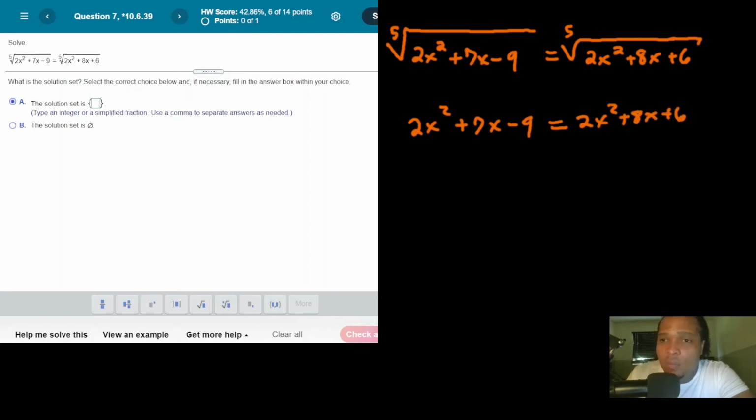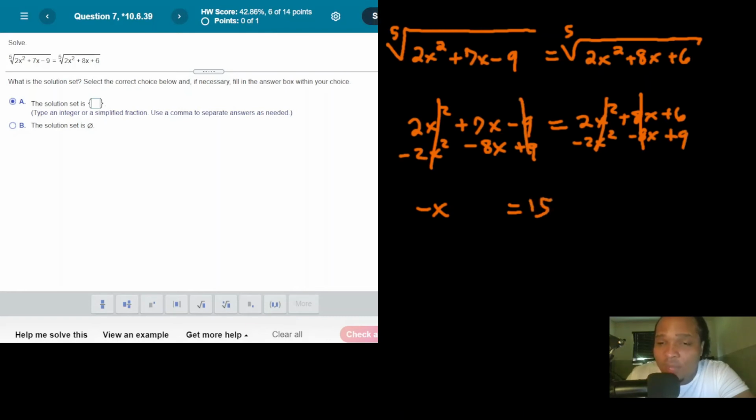All right, so we're going to start bringing some things over. Let's subtract 2x squared from both sides. You can see here, they cancel each other out. Now we have 7x and 8x. We'll bring the 8x over to the left by subtracting it, so you're left with negative x. And while we're at it, let's add the 9 to cancel out the 9 from the left. So that goes away. 6 plus 9 is 15.